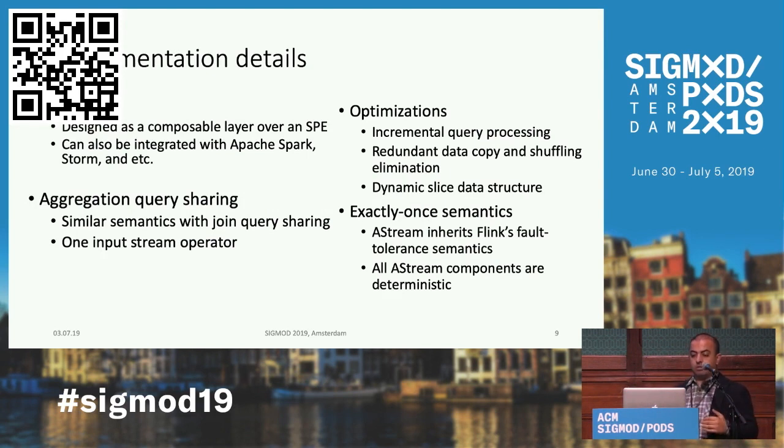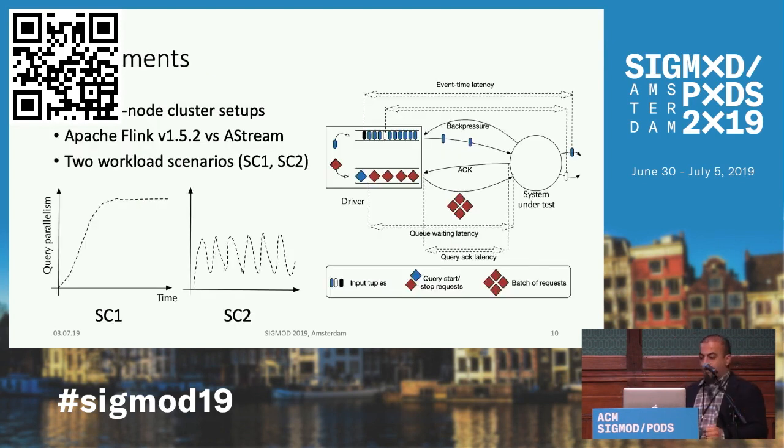Also, our solution supports exactly-once semantics, and all of the AStream components are deterministic, which means that even under failures, they will produce exactly the same results. So, experiments. We perform experiments with 4 and 8 node cluster setups. We compare our solution with original Flink, and we have 2 workload scenarios.